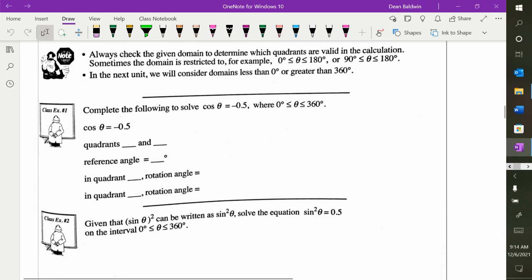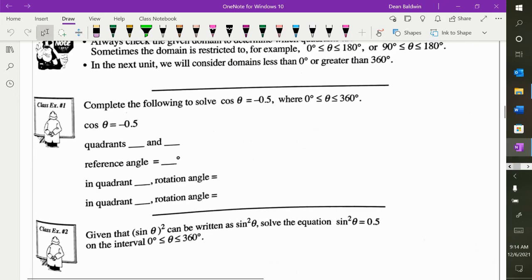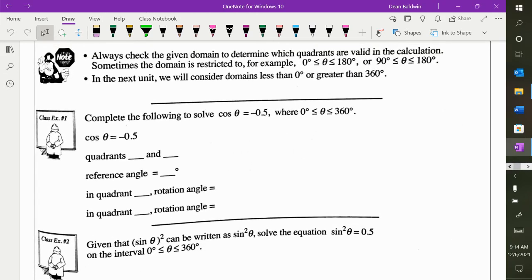Okay, we'll just start with the first example. Here we go. Complete the following. Solve for sine theta is equal to 0.5. All right. In grade 10, you would have done stuff like this. Well, that's why this is the review. This is a 1-minute review of grade 10.